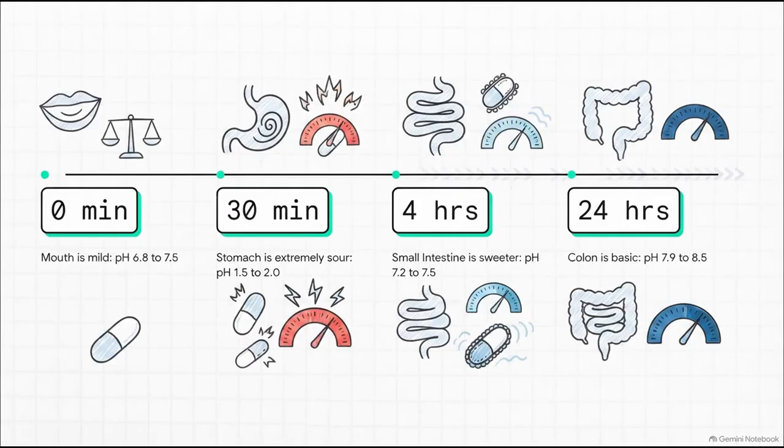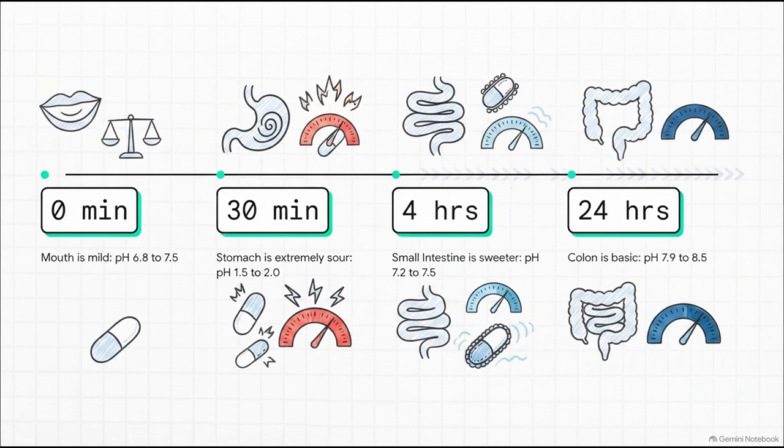This perfectly illustrates the pH gradient of that terrain we just talked about. As a drug travels, its environment changes drastically. Just remember this. Mouth is mild, stomach is sour, then it gets sweeter all the way down. Your mouth is relatively neutral. Then the stomach drops to a highly acidic 1.5 to 2.0. From the duodenum through the colon, it steadily becomes more basic.